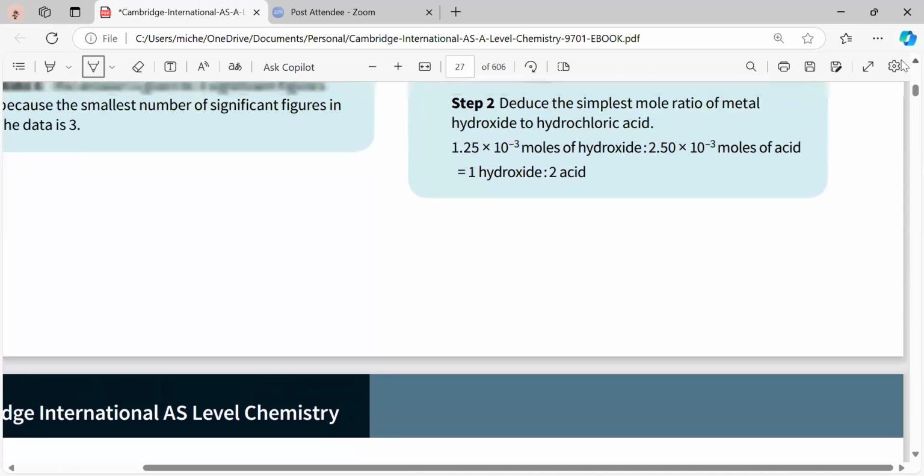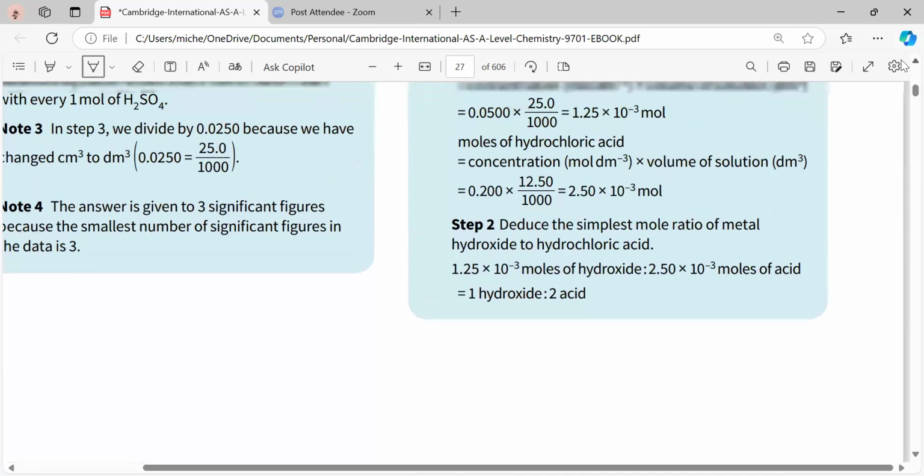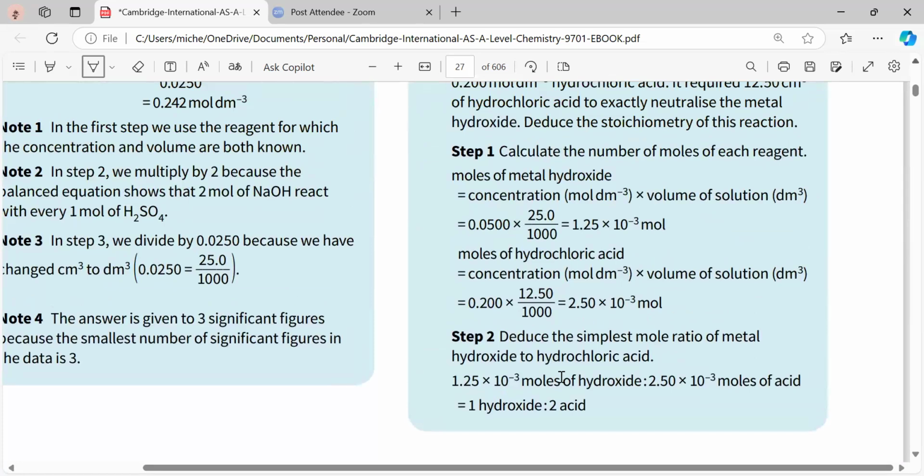Okay, let's skip. So deduce the simplest mole ratio of metal hydroxide to hydrochloric acid. So for the metal hydroxide, we have 1.25, and for the hydrochloric acid, we have 2.5. So this means that the ratio would be 1 to 2. So 1 hydroxide against 2 acid here.